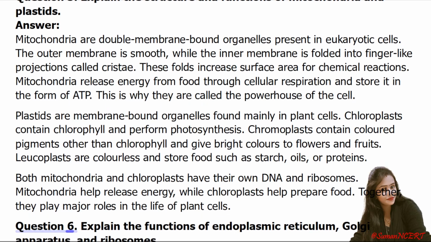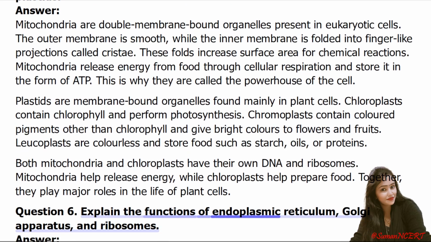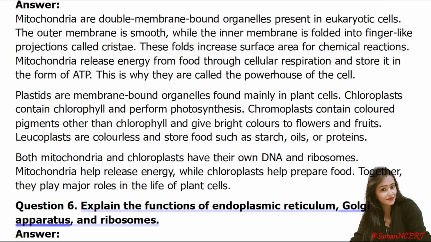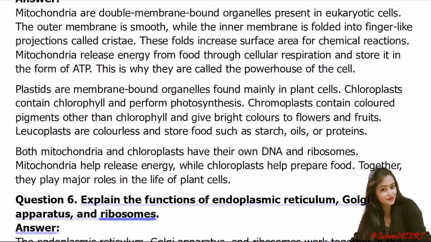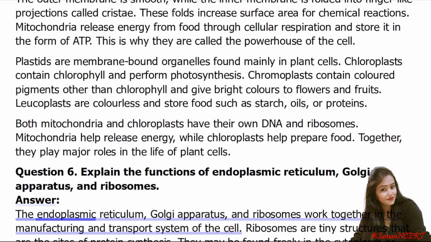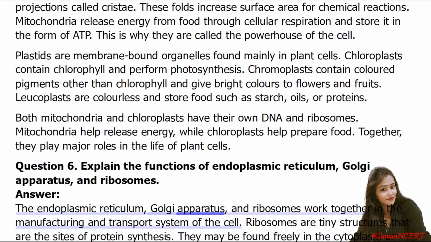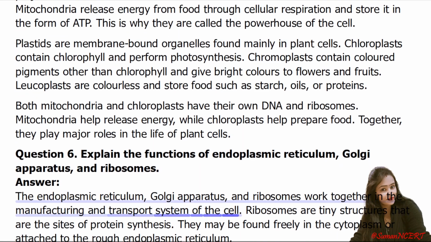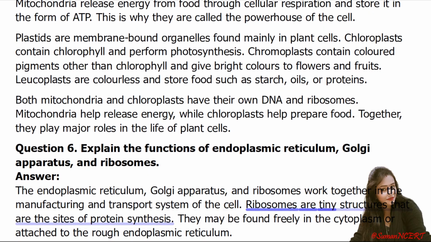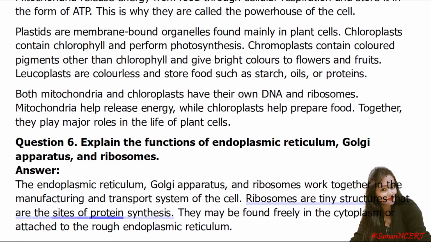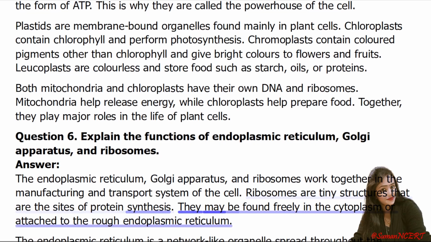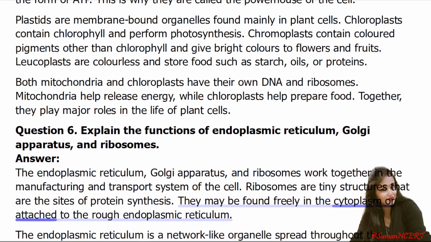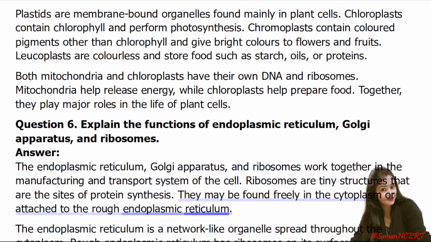Question 6. Explain the functions of endoplasmic reticulum, Golgi apparatus, and ribosomes. Answer. The endoplasmic reticulum, Golgi apparatus, and ribosomes work together in the manufacturing and transport system of the cell. Ribosomes are tiny structures that are the sites of protein synthesis. They may be found freely in the cytoplasm or attached to the rough endoplasmic reticulum.